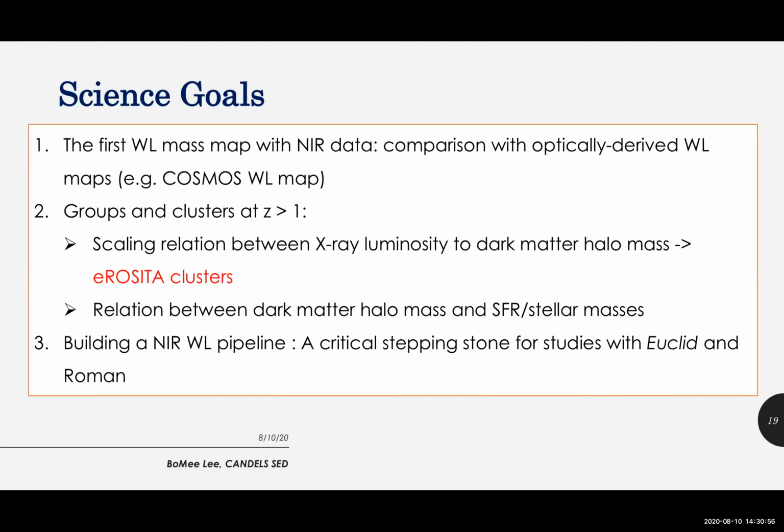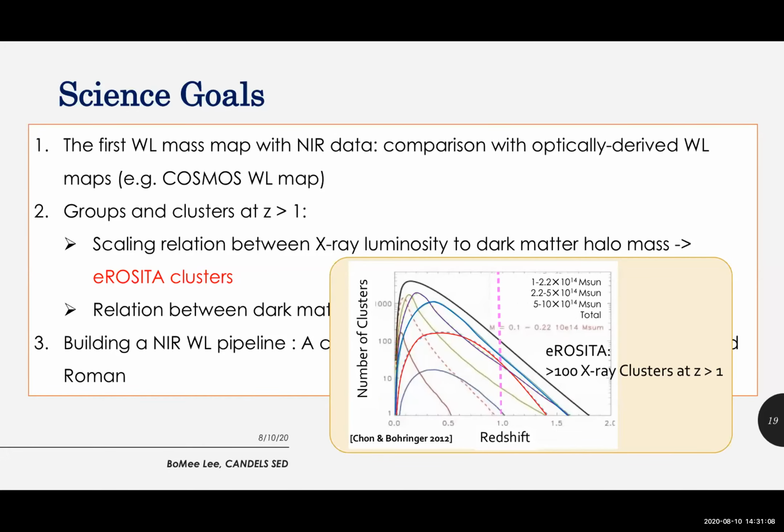Second, we will reveal more than 20 galaxy overdensities at redshift greater than 1 in groups and clusters and derive robust dark matter masses for them. Especially, the scaling relationship between X-ray luminosity and dark matter halo mass at redshift greater than 1 derived from our study would be crucial for eROSITA, because eROSITA will detect more than 100 X-ray clusters at redshift greater than 1 over the entire sky with mass greater than 10 to the 14 solar mass.